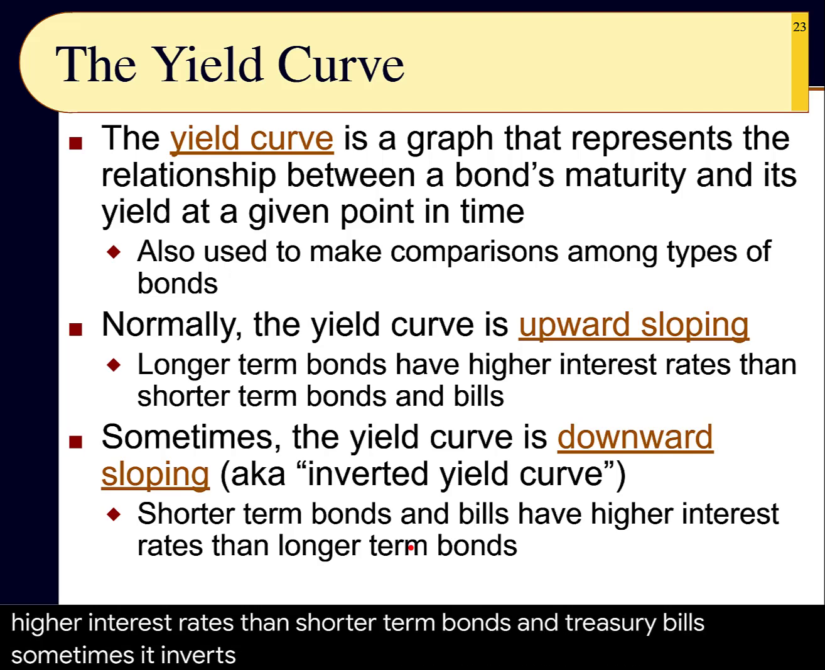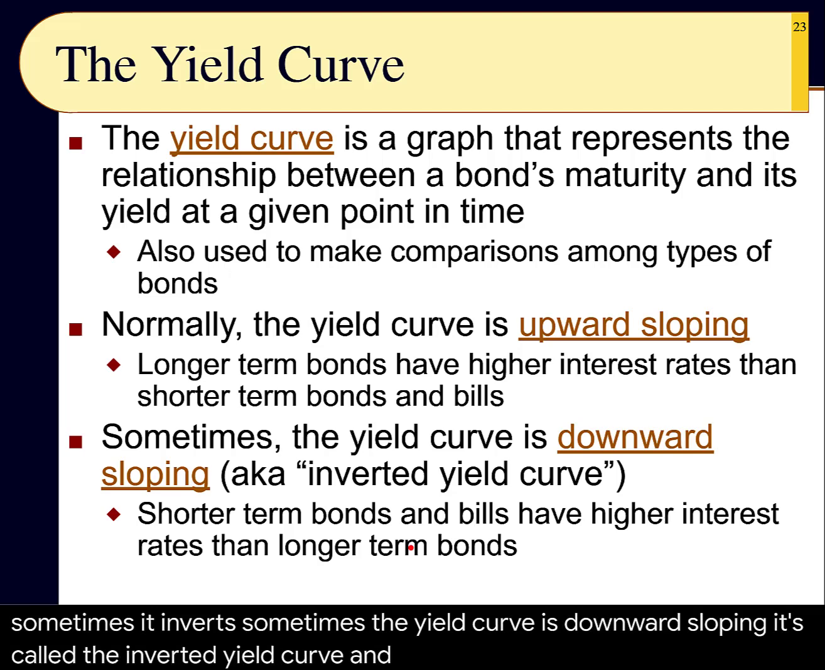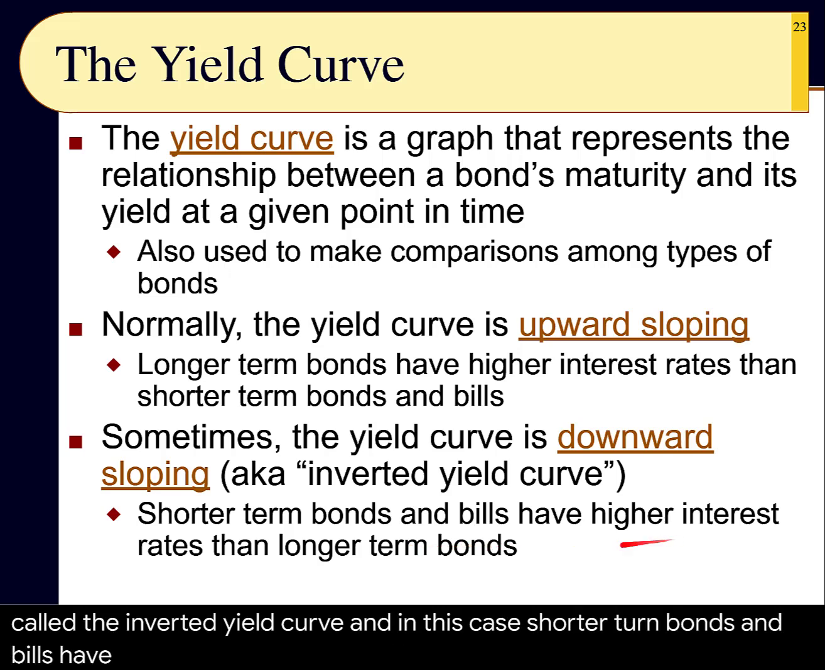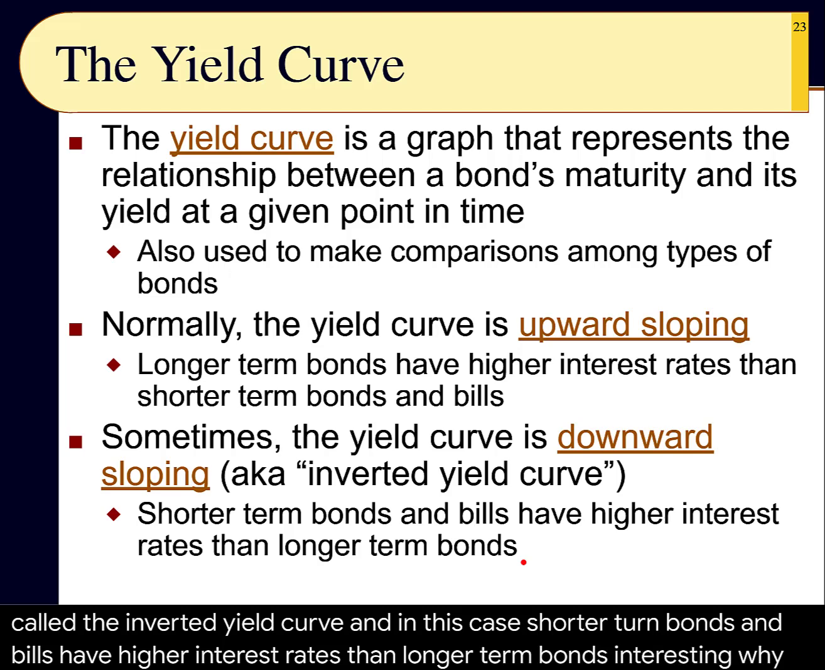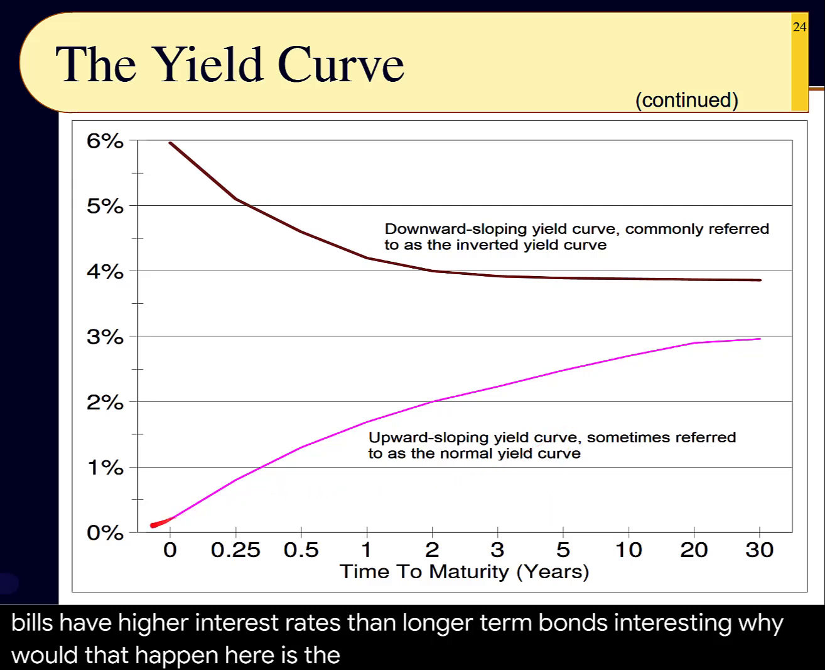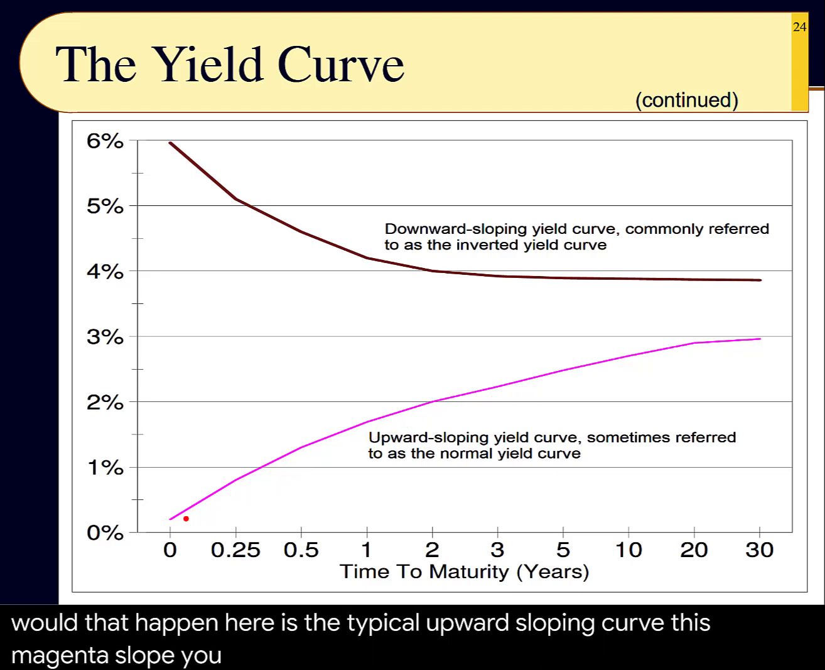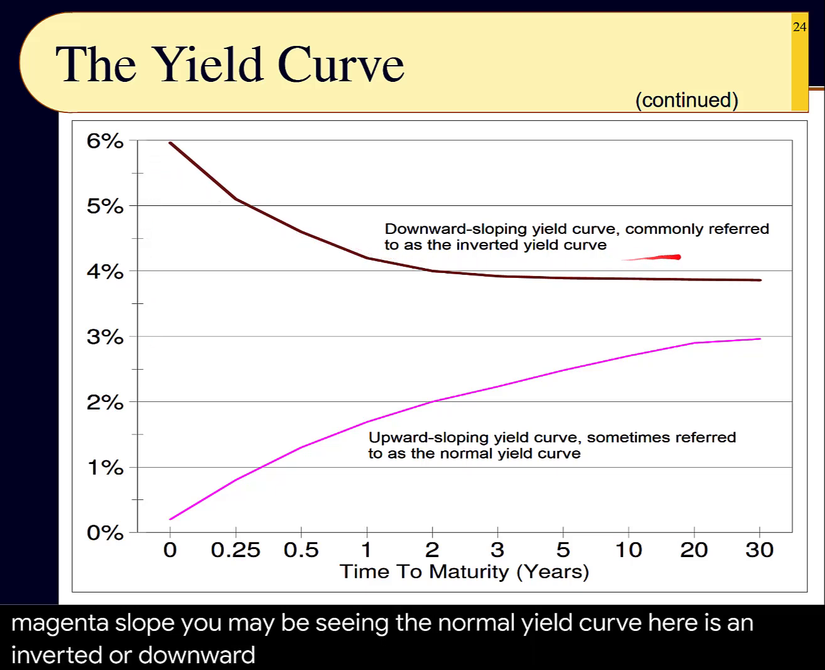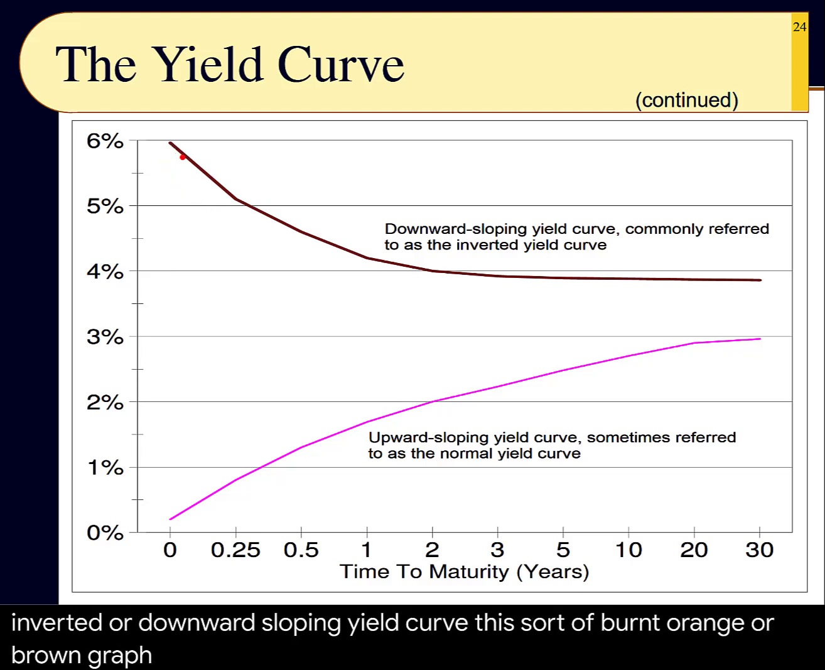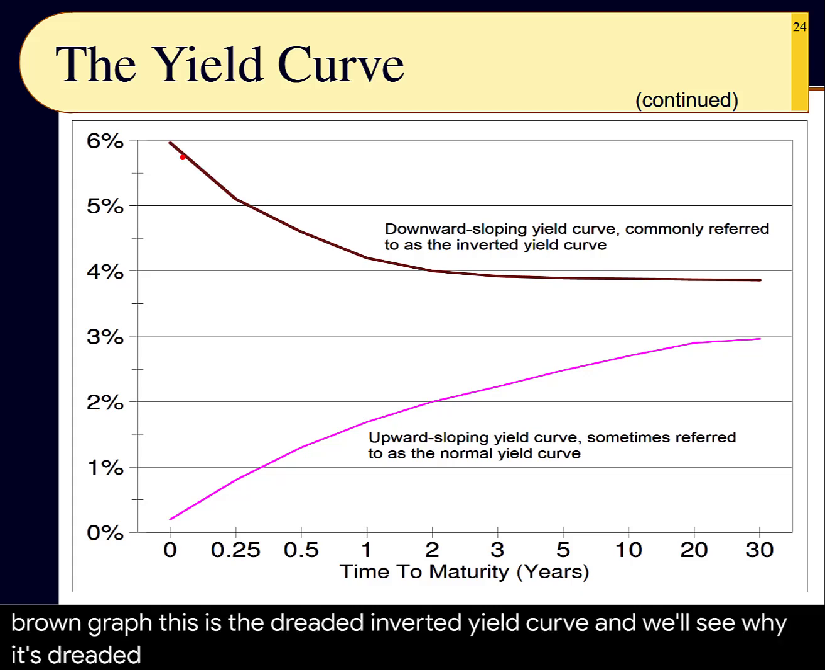Sometimes it inverts. Sometimes the yield curve is downward sloping. It's called the inverted yield curve. In this case, shorter-term bonds and bills have higher interest rates than longer-term bonds. Interesting. Why would that happen? Here is the typical upward sloping curve, this magenta slope you may be seeing, the normal yield curve. Here is an inverted or downward sloping yield curve, this sort of burnt orange or brown graph. This is the dreaded inverted yield curve, and we'll see why it's dreaded soon enough.